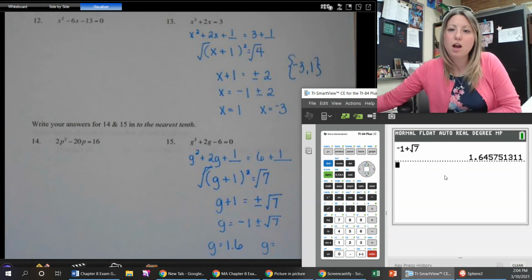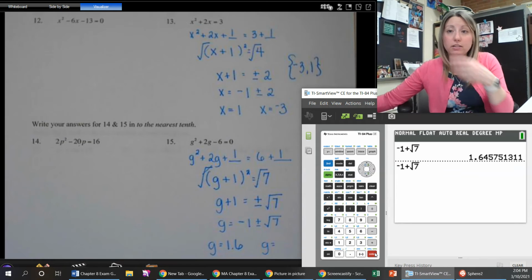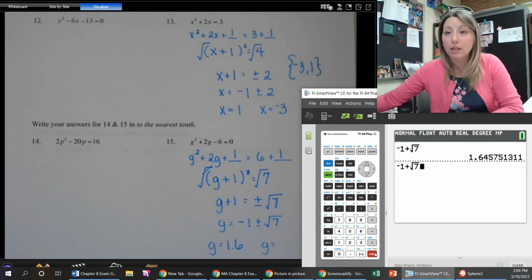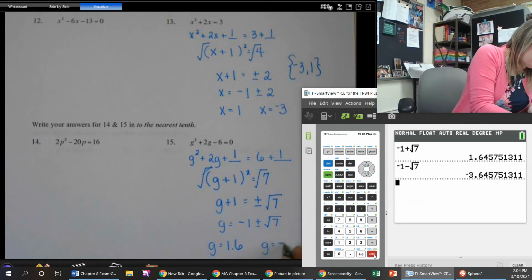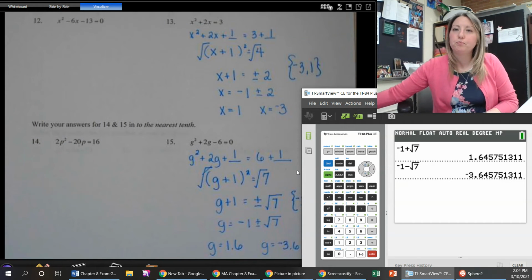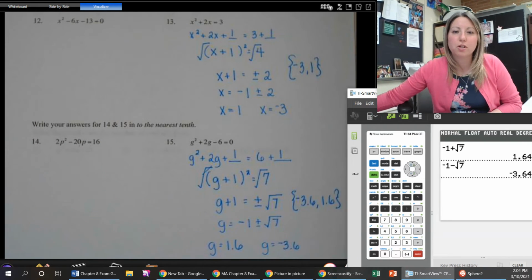Second answer for g, I'm going to have the same thing, but I'm going to put a minus sign between. So I can press second and enter to go back to the entry that I just put last. And I just have to arrow to the right to change this plus sign to a minus sign. So negative 1 minus radical 7 is negative 3.6. So my two answers for g here are negative 3.6 and 1.6. Sorry, my graphing calculator is still kind of big for you to see those. There you go.